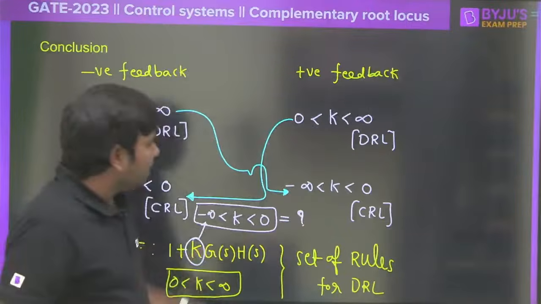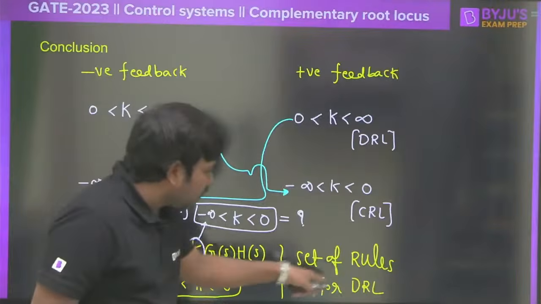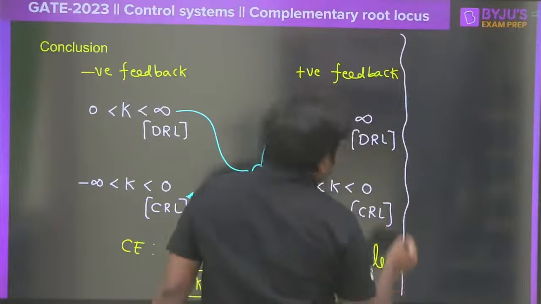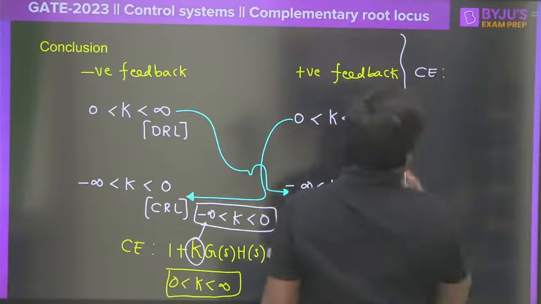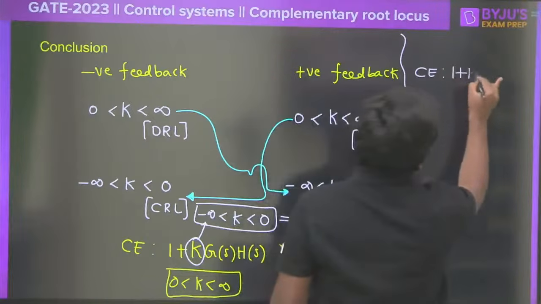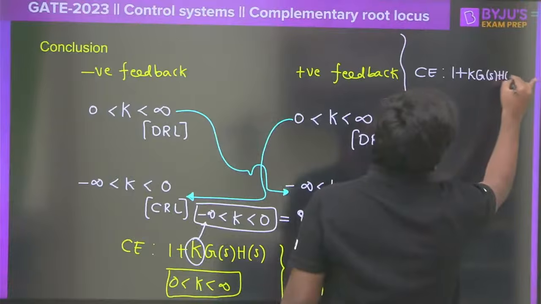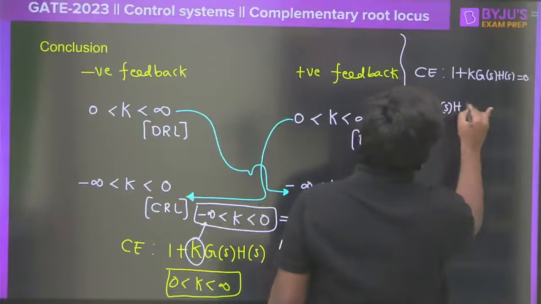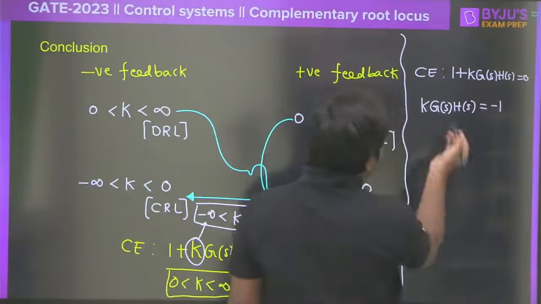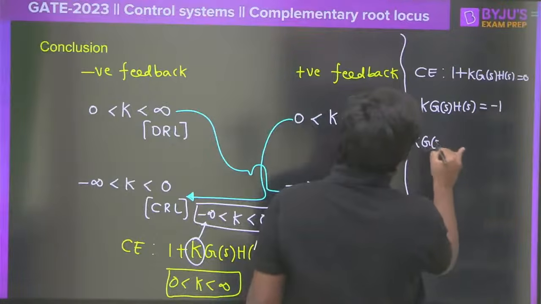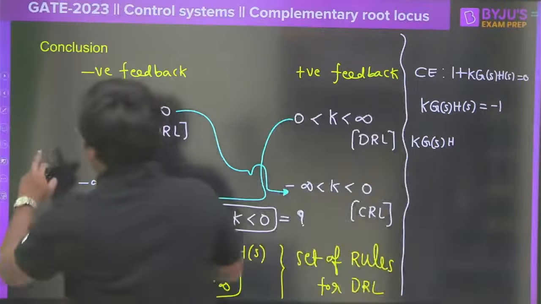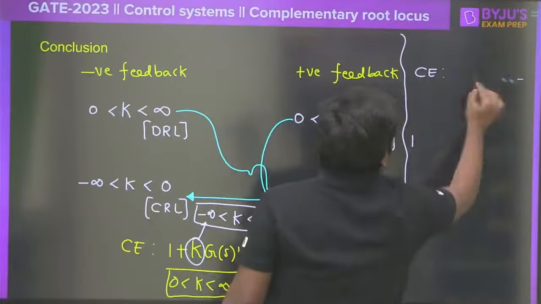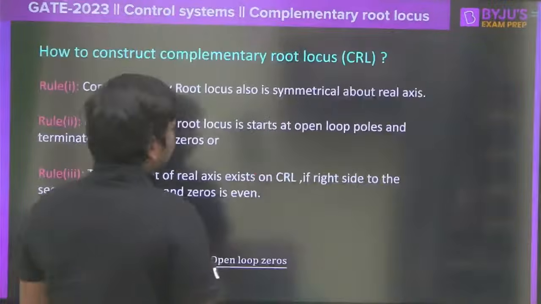To understand that, first of all, one must understand the set of rules we have for direct root locus. But before that, have you remembered the characteristic equation? The characteristic equation is 1 plus k g(s) h(s) equal to 0. Then our angle criteria: k g(s) h(s) is equal to minus 1. Then the magnitude condition. Let me take the magnitude condition and phase condition in the next slide, then you will understand. I hope this is clear so far. Please mention in the comment section, is it clear to every one of you?